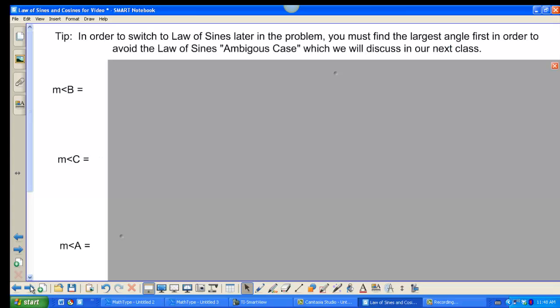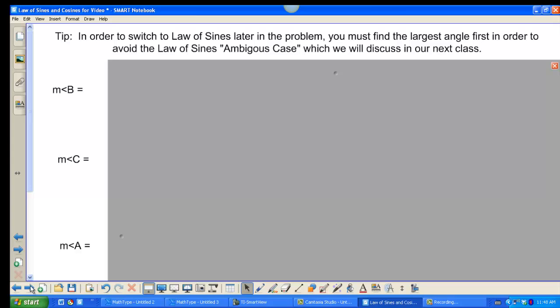Okay, I'm going to type a little bit while I do this, just so you can see how I remember this. I'm going to give you a tip. Law of cosines is kind of a pain in the rumpus. It's long, it's laborious, it's a lot of typing in your calculator. I like law of sines better.